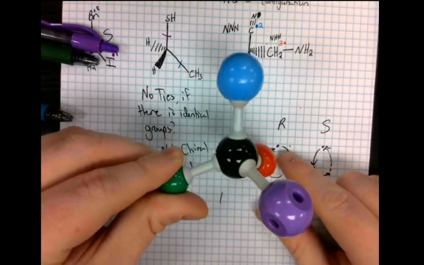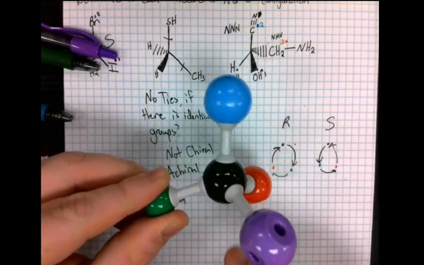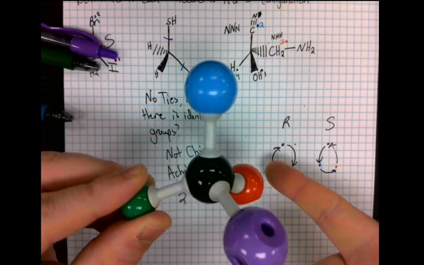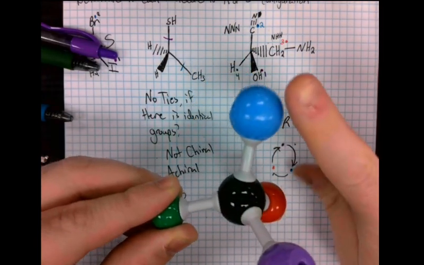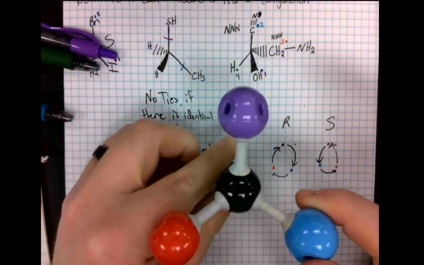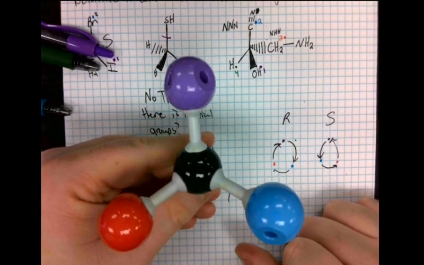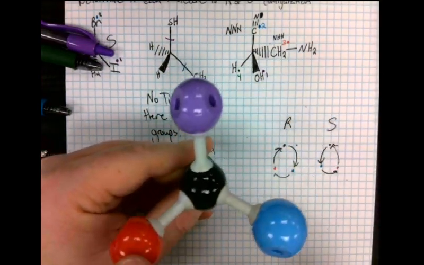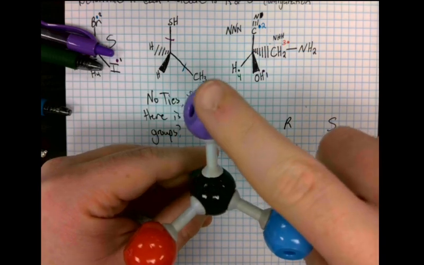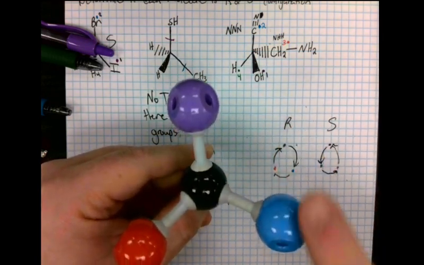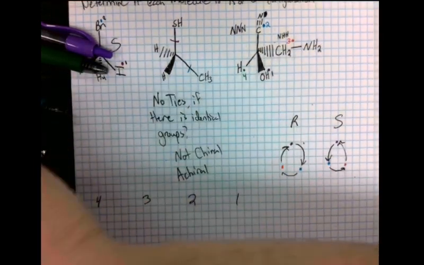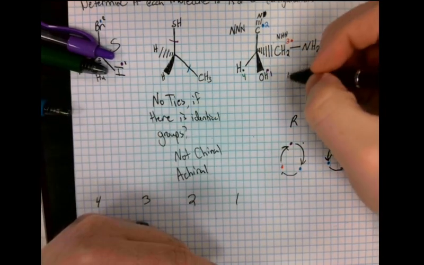Okay, so I've got that structure built, blue going up, green going down, purple coming out, red going in. And now we do the exact same thing as before. We put green to the back, we rotate it so that purple is up top, and we check. Does it go 1, 2, 3, or does it go 1, 2, 3? Well, in this case, it goes 1, 2, 3. So this is going to be going clockwise. That means this is an R.